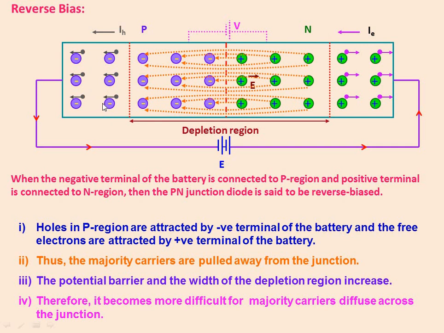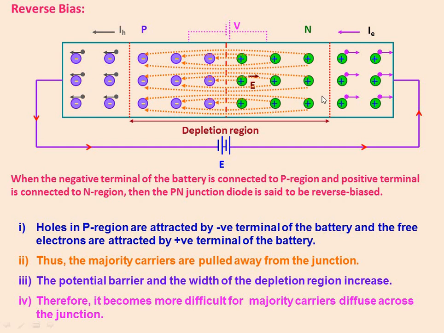Are you watching this? The electrons, you can see here, will be attracted by the positive terminal on the inside. Thus, the holes in the p-type are attracted by the negative terminal of the battery, and they will obviously move away from the junction. You can notice here. At the same time, electrons are being attracted by the positive terminal of the battery and they also will move away from the junction.